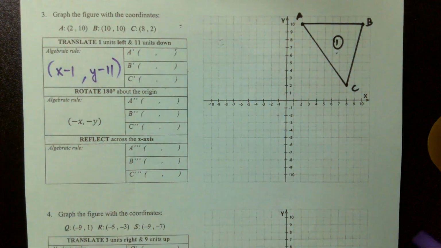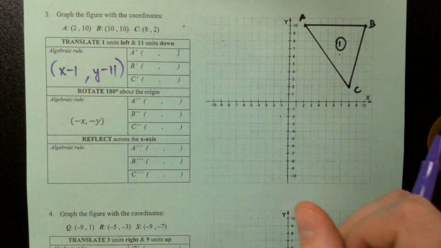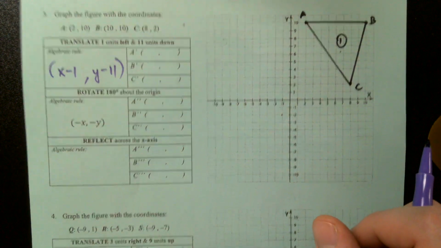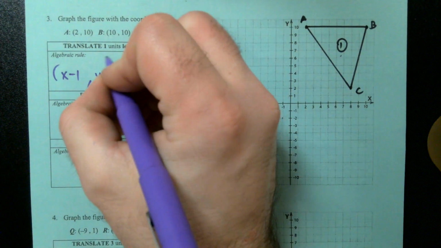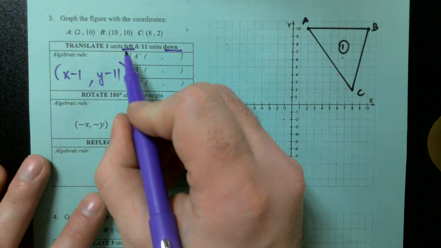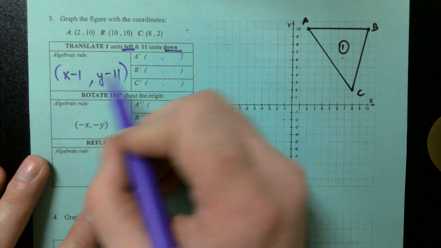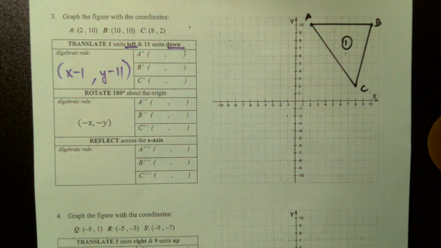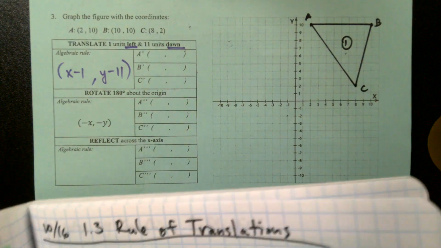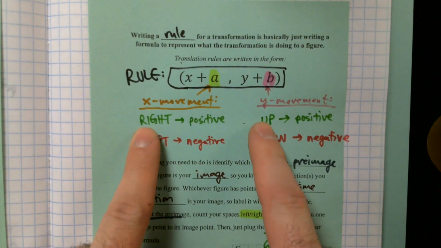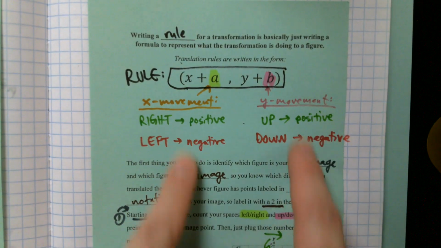Perfect. Why do we have minuses here instead of pluses? Because it's negative. That's right. Munaza said when you go left, that's a negative x movement. If you go down, that's a negative y movement. Right? And if you ever forget which direction is which, all you have to do is look for the rule of translations notes, where we clearly list out up, down, left, and right, and what they are.